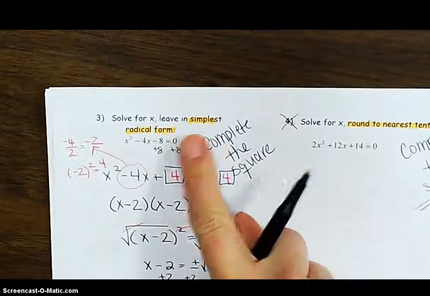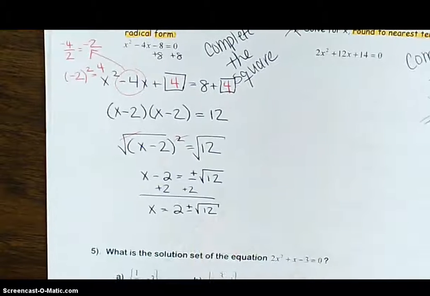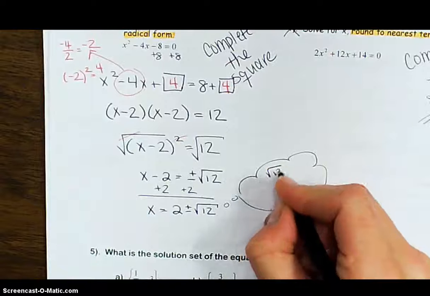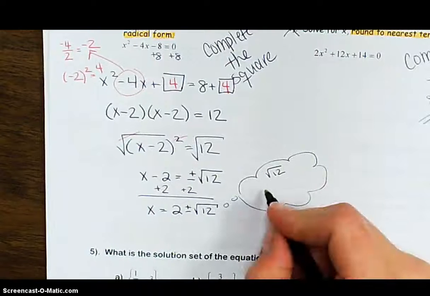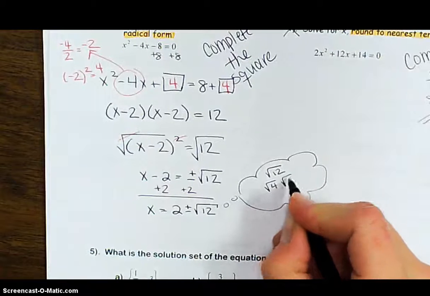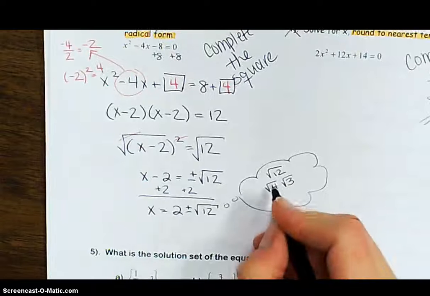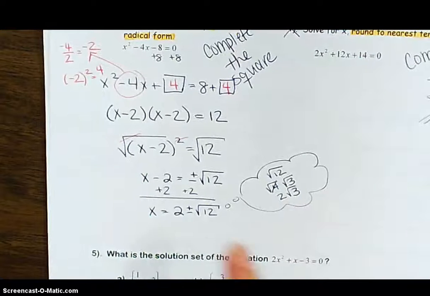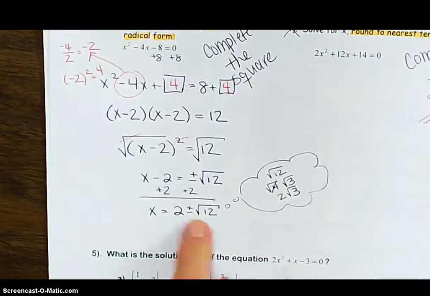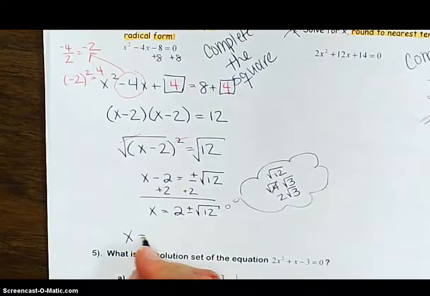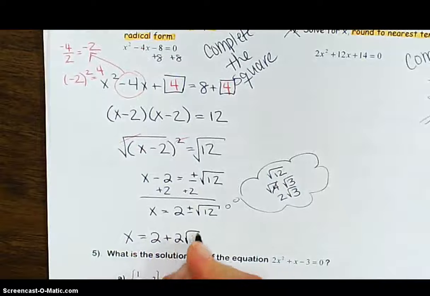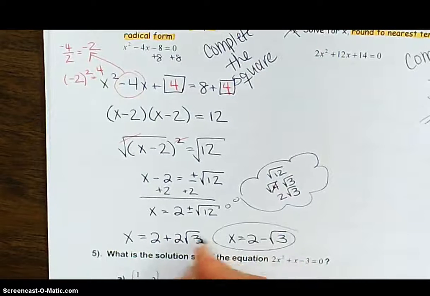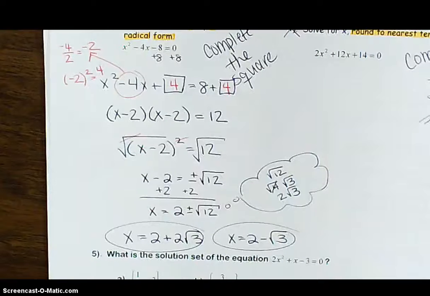Now, it did say simplest radical form. Can we simplify radical 12? Well, here's my little think bubble. Let's check it out. Radical 12, is there a perfect square that goes into it? Yes, there is. Radical 4, radical 3. So we take the square root of 4, we get 2 radical 3. So I can replace that with 2 radical 3. But remember, we've got two answers here. So x is equal to 2 plus 2 radical 3, and x is equal to 2 minus 2 radical 3. Those are your two solutions.